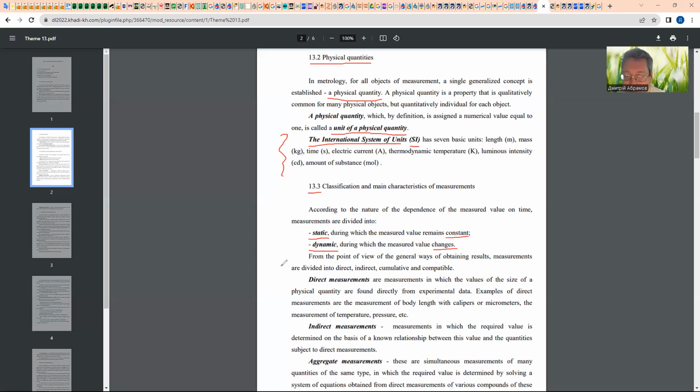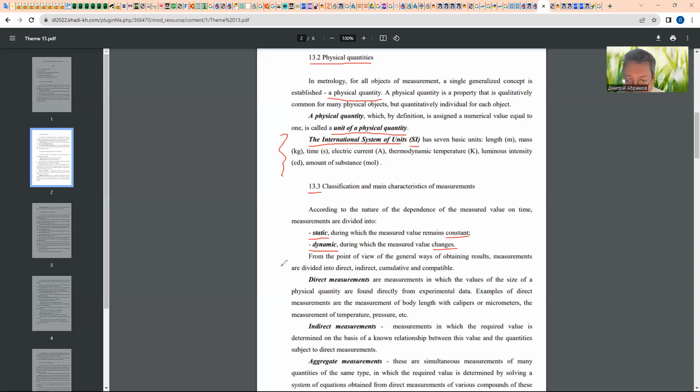From the point of view of the general ways of obtaining results, measurements are divided into direct, indirect, cumulative, and compatible. Direct measurements are measurements in which the values of the size of a physical quantity are found directly from experimental data. Examples of direct measurements are the measurement of body length with calipers or micrometers, the measurement of temperature, pressure, etc.